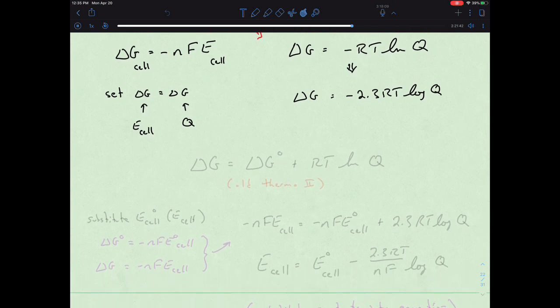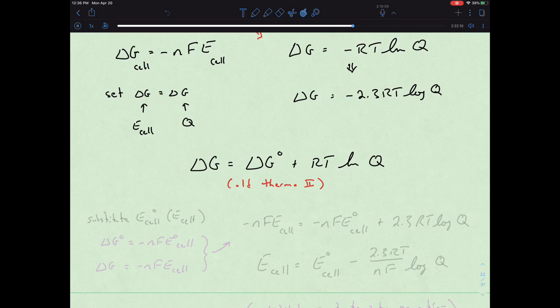So if we think about delta G in terms of old thermodynamic stuff, our delta G not at standard state was equal to the delta G at standard state plus RT natural log of Q. Again, this is the old Thermo 2 material that we covered in the past.